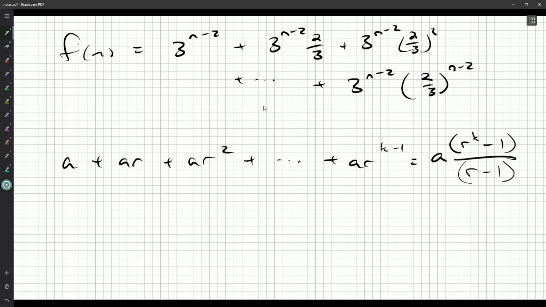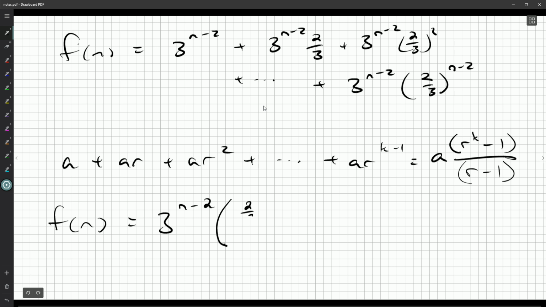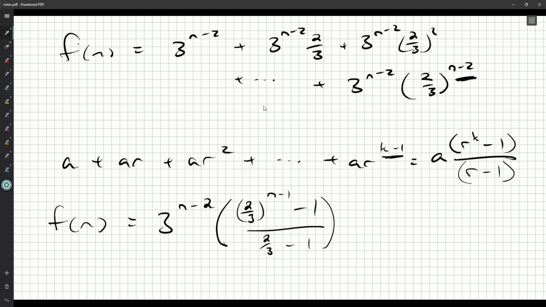Right, so I guess we can simplify Fn to be 3 to the n minus 2, 2 over 3 to the n minus 1, increase by 1, minus 1, all over 2/3 minus 1. Oh boy, okay, we can simplify this, I'm sure.